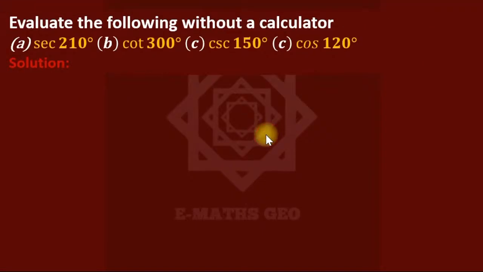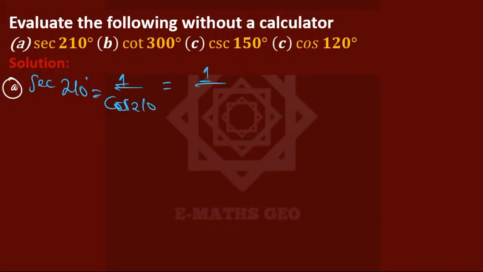Okay. Now I want to apply the use of that table of special angles. So we have to evaluate the following without a calculator. So the first one, we have sec 210. You know that sec is 1 over cos. Yes.